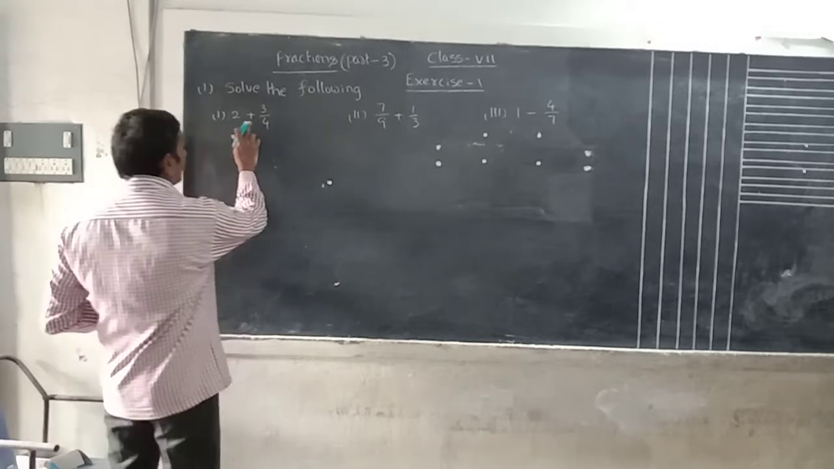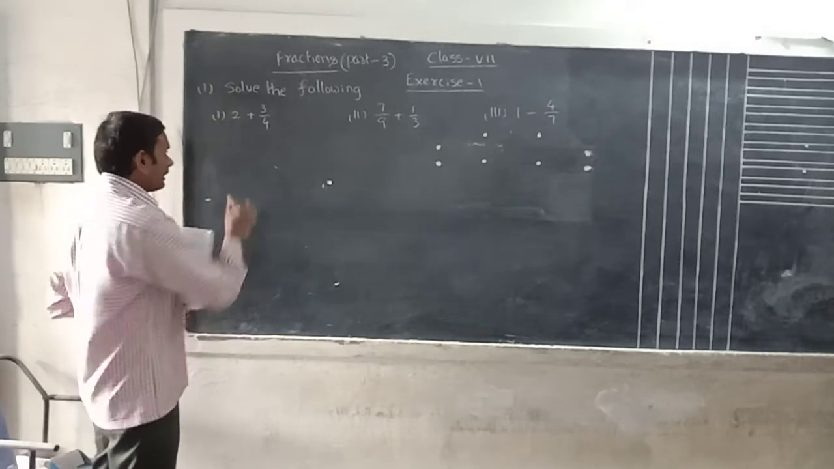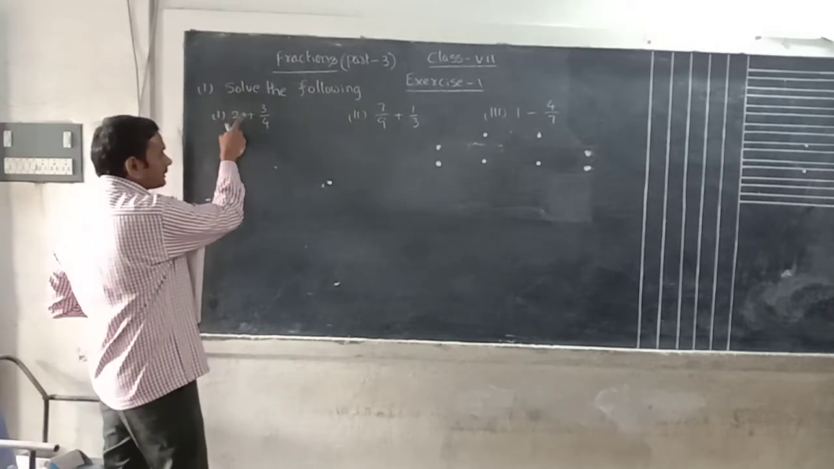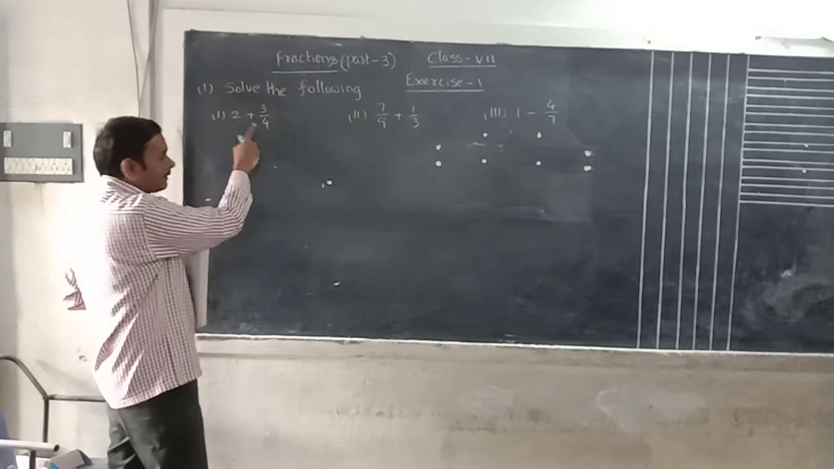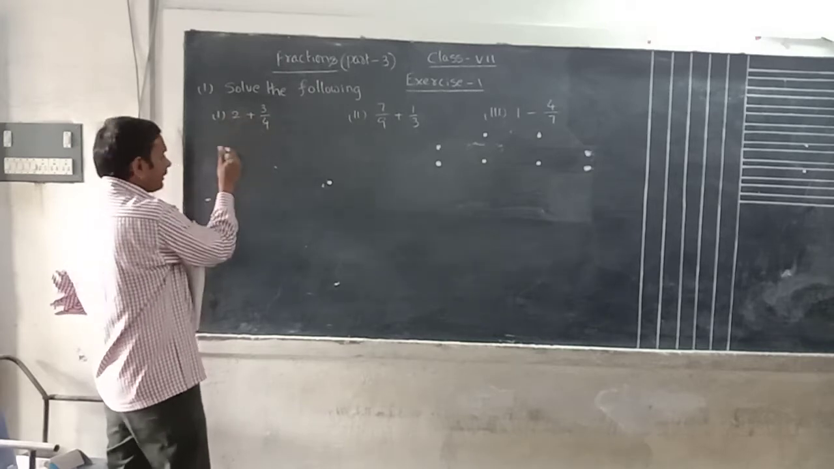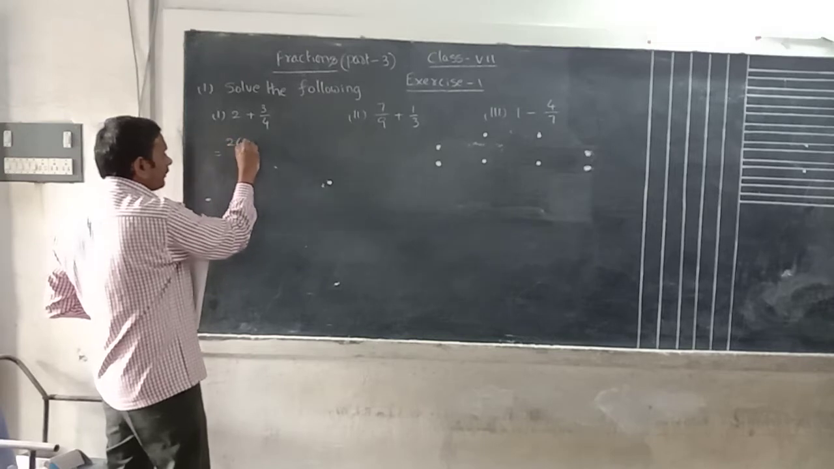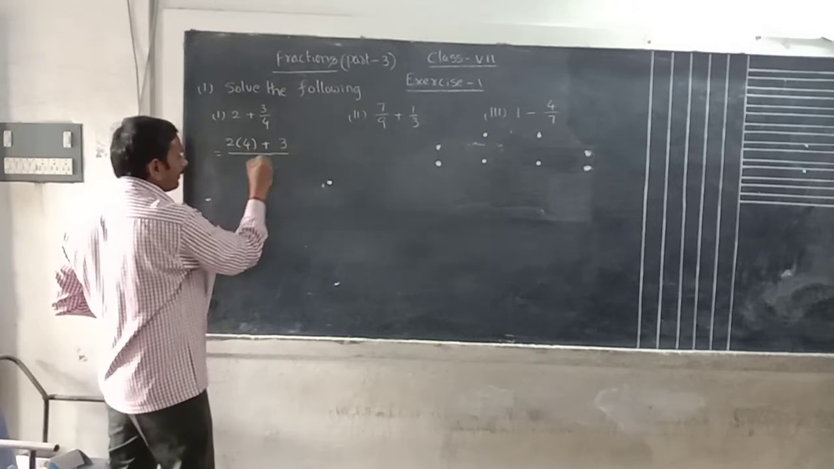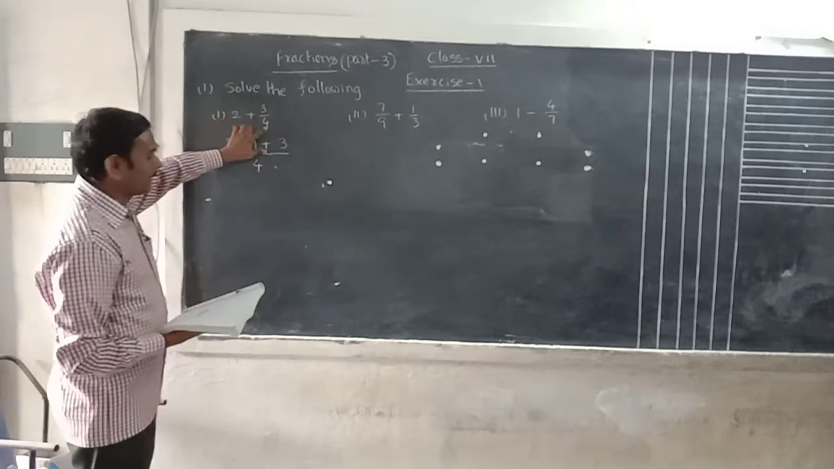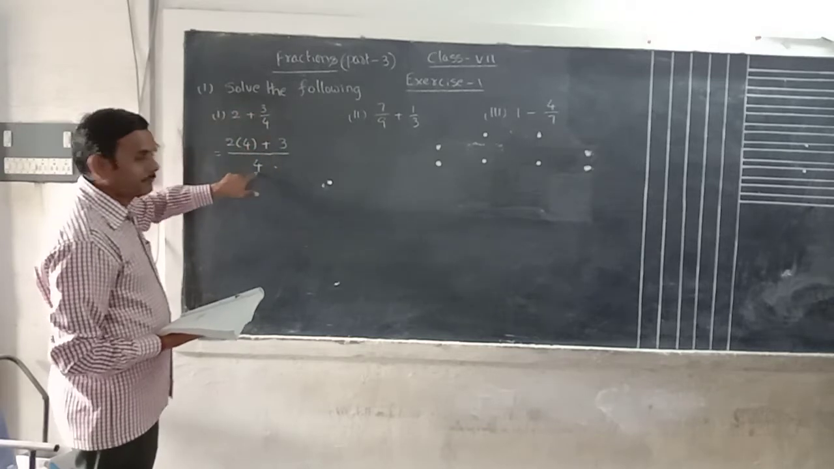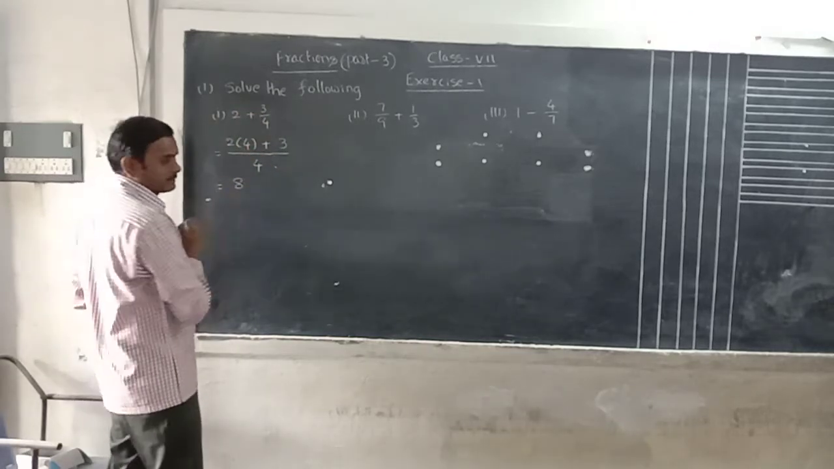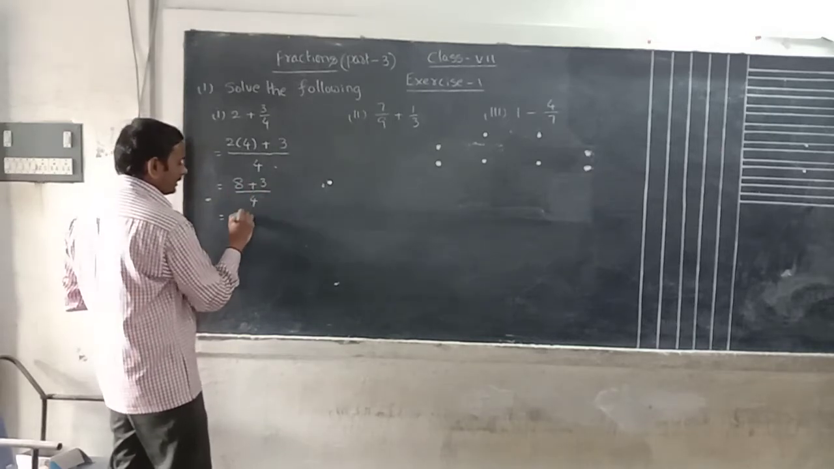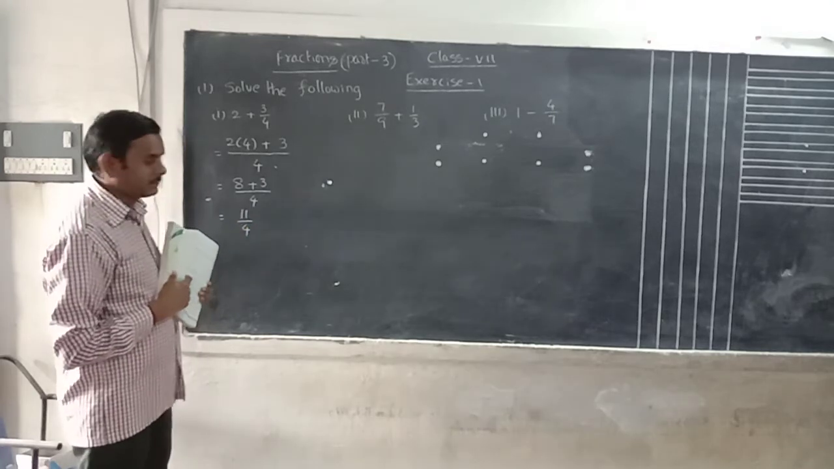What is the first question? 2 plus 3 by 4. Here the denominator is not there. Denominator not there means multiply the whole number by the denominator of the 3 by 4. That means 2 multiply 4, plus 3 by 4. 2 fours are 8, plus 3 is 11 by 4. That is the first question.